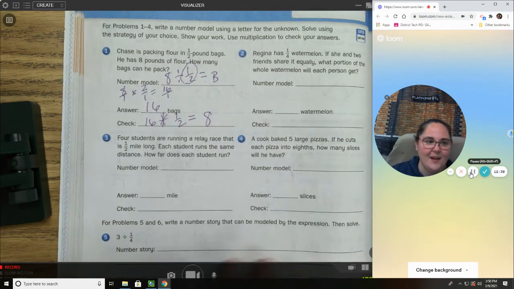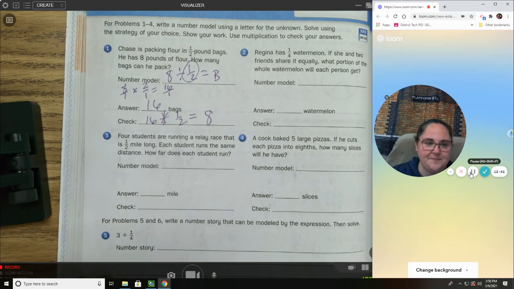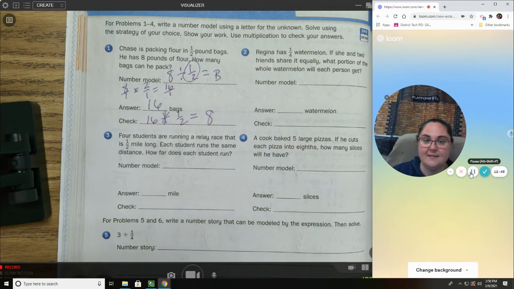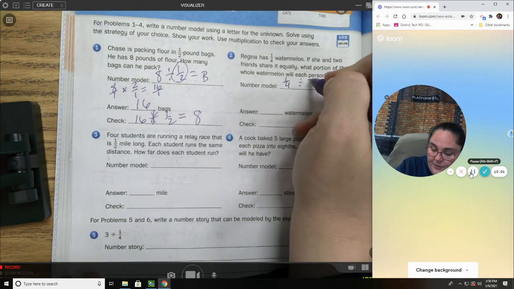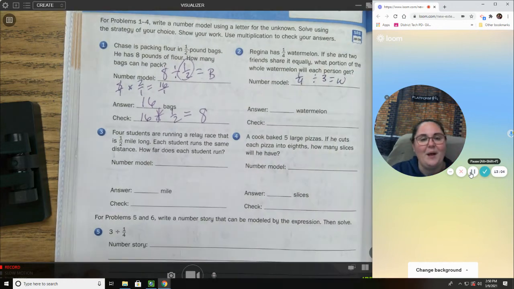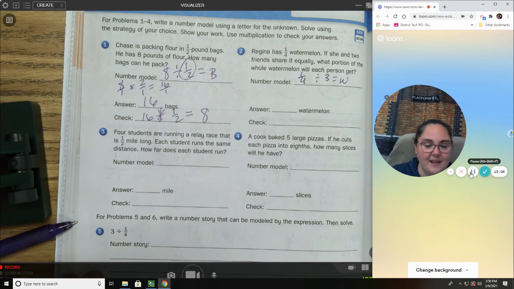Awesome. Regina has 1/4 of a watermelon. If she and 2 friends share it equally, what proportion of the watermelon will each person get? So you're chopping up the watermelon, not the people. Don't do 3 divided by anything. You're going to do 1/4 divided by 3. I want you to go ahead and do the math again any way you choose. Find my answer. What is 1/4 divided by 3?